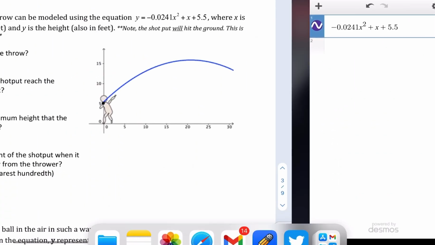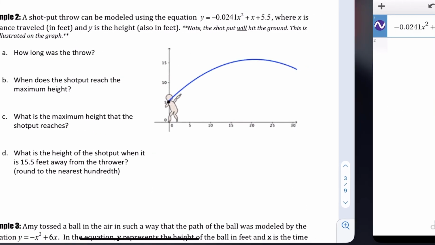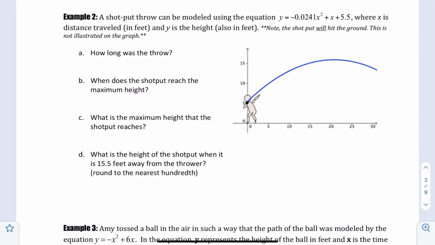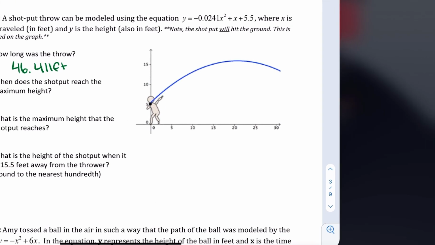So if I go back over to my question, it says how long was the throw? So what I care about is, hey, I started at 0, and when I threw the ball, it landed at 46.411. So the throw was 46.411 feet. It then asks me, when does the shot put reach its maximum height?